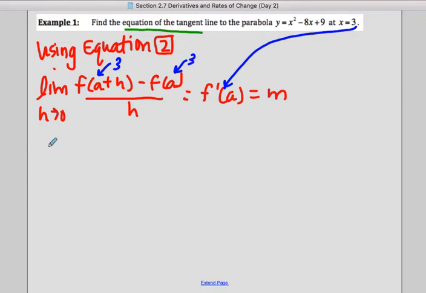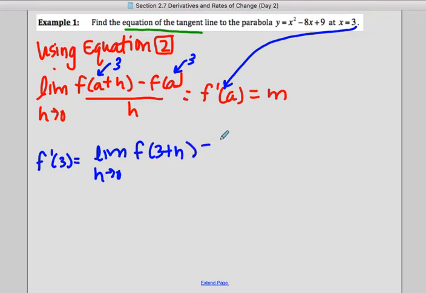So f prime, our derivative when x is 3, will equal our limit as h approaches 0 of f of 3 plus h minus f of 3 all over h. And just like last lesson, we're going to go ahead and find f of 3 plus h as a little side note.